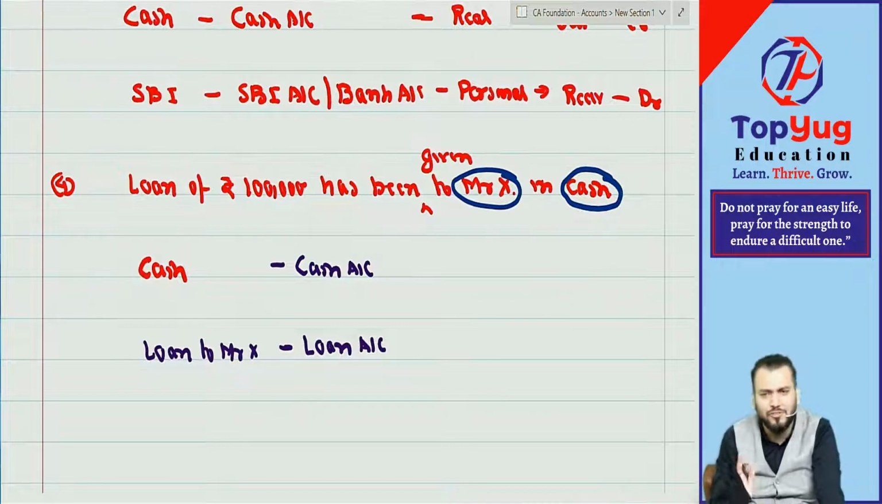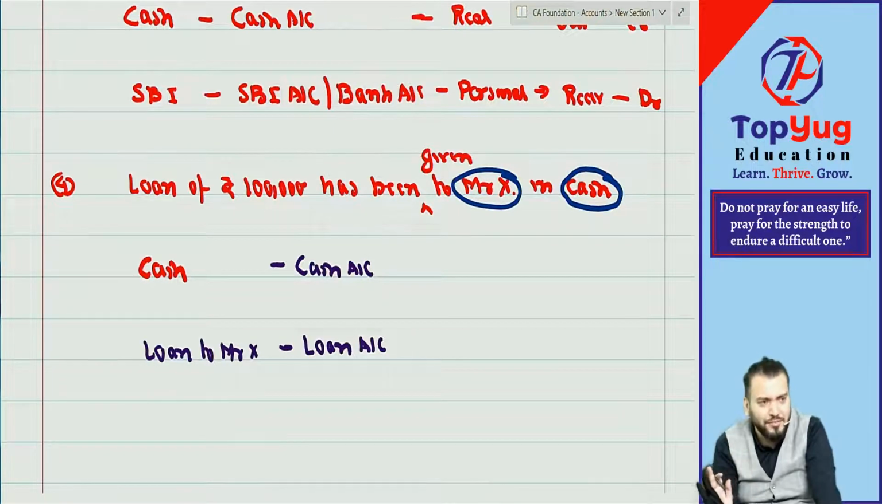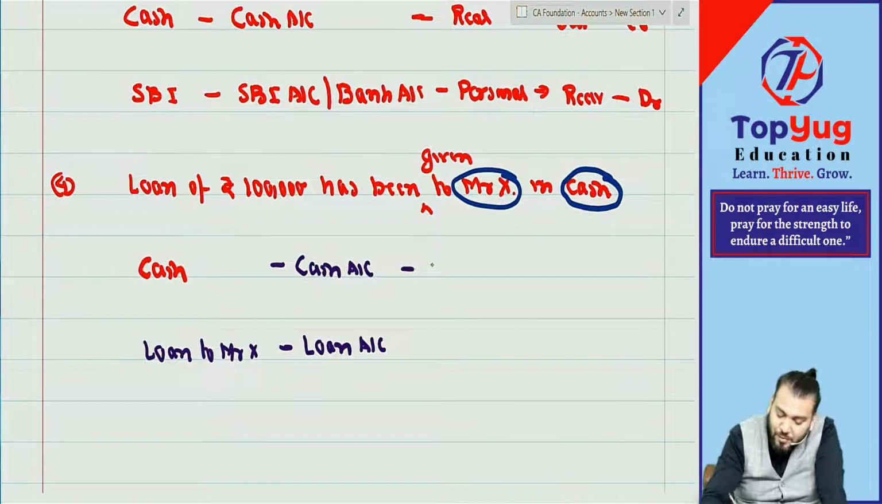So I am writing loan account. Chalega? Or you can add on loan to Mr. X account also. Okay, that is your choice. Loan account chalega? Yes, sir. But the cash is what? Real. But the rule is what? Debit what? Credit what? So cash is coming in or going out?